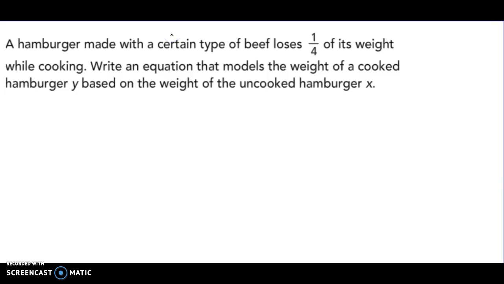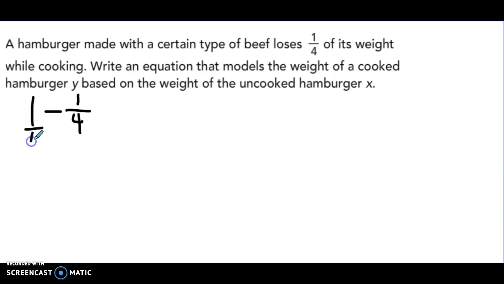As an example, a hamburger made with a certain type of beef loses 1/4 of its weight while cooking. Write an equation that models the weight of a cooked hamburger y based on the weight of the uncooked hamburger x. So think about it. You go to a store or a restaurant, you get a burger. When they cook it down, it's actually smaller. So think of you having one burger and you're subtracting a fourth of it. So one whole burger minus a fourth.